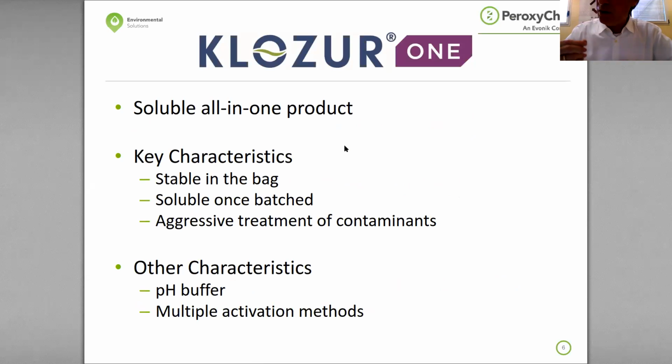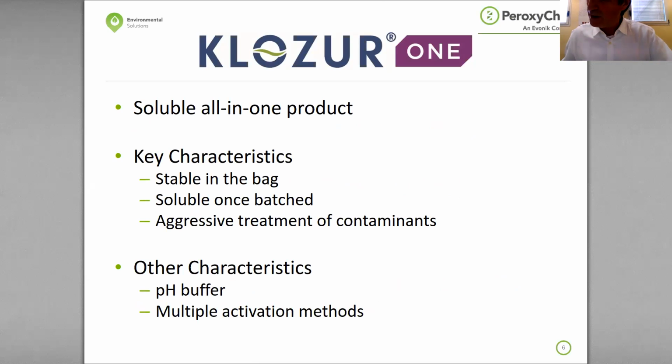It's a fully soluble all-in-one product. Each of the components is easily mixed in water. Some of the key characteristics of the product are that it is firstly stable in the bag, and that it's classified as a UN 5.1 oxidizer, which is the same classification as sodium persulfate. Thus, it can be handled in exactly the same way as standard SP, including transportation and storage requirements.